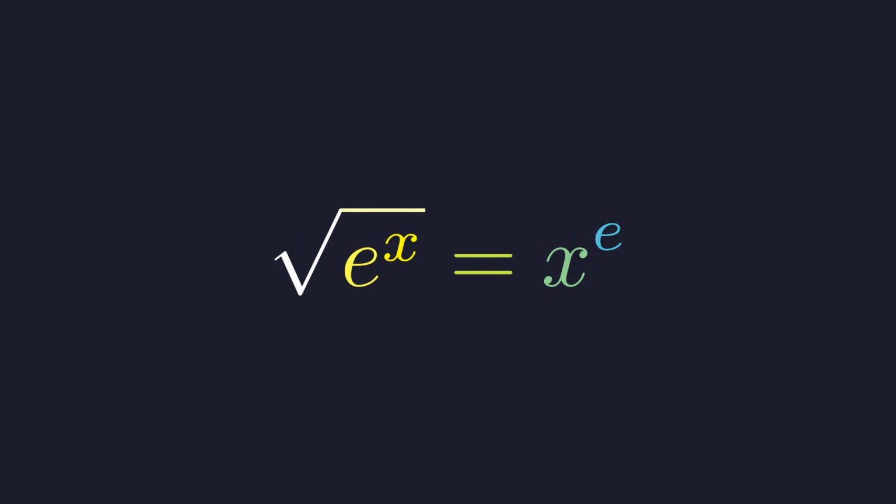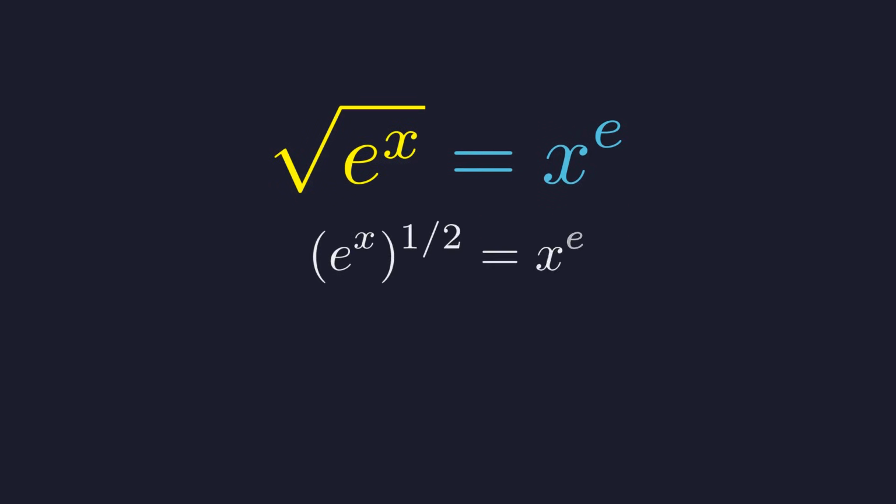Here's a deceptively simple-looking equation. When does the square root of e to the x equal x to the e? And how would we even approach something like this? The key insight here is to rewrite the square root as a fractional exponent. The square root is the same as raising to the power of 1/2.